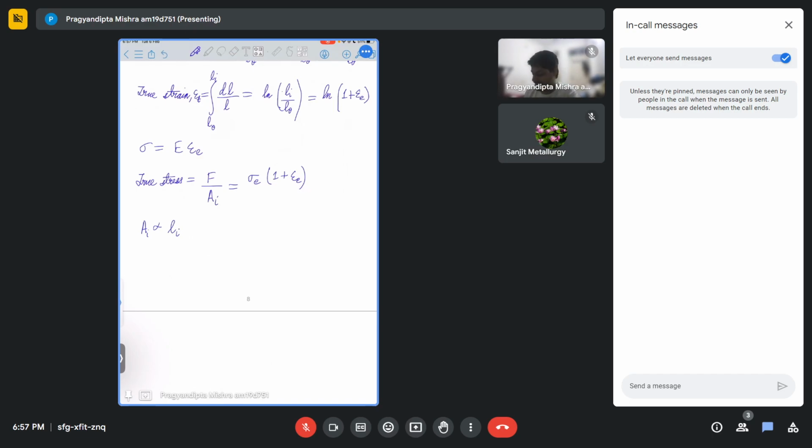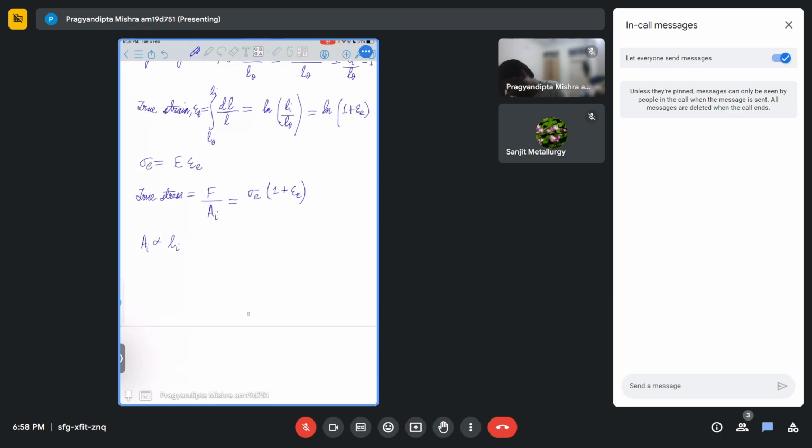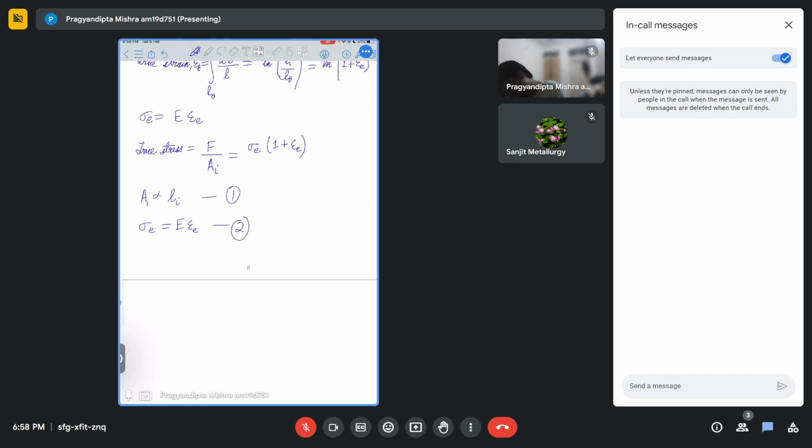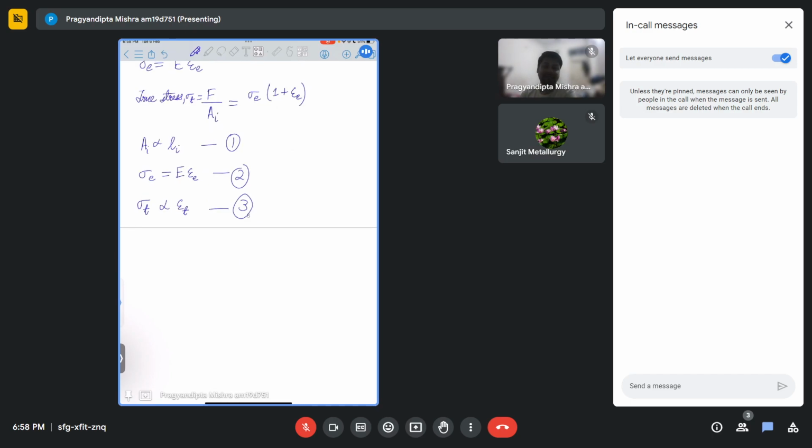Therefore, if I'm looking at stress and strain, how are they related? They are related by Hooke's law, right? So your sigma E is equal to E times epsilon E. This is one relation. And then one more relation is your true stress, so let's represent this as sigma T, is also proportional to, let's say, epsilon T. Right. So these three you can use to find the relation between true stress and engineering stress. So your final relation would be this.